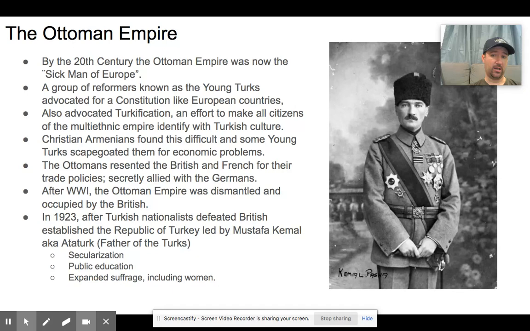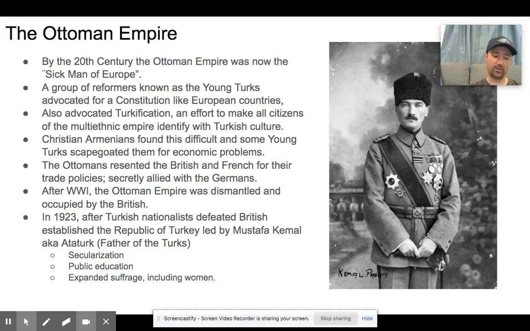collapse. But the Central Powers, who made up the Germans, the Austro-Hungarian Empire, and the Ottomans, lost the war. And after they lost the war, the unfair Treaty of Versailles would end up punishing the Ottomans and basically would dismantle their empire and break it up into multiple parts. And the map that you see today in the Middle East is largely based on the boundaries of that dismantling of the Ottoman Empire. And then they were occupied by the British for a short period of time.